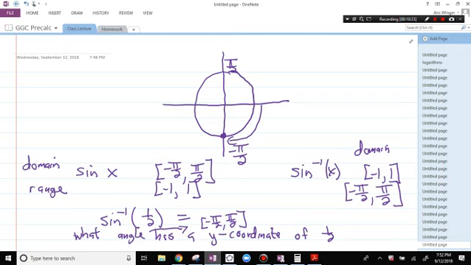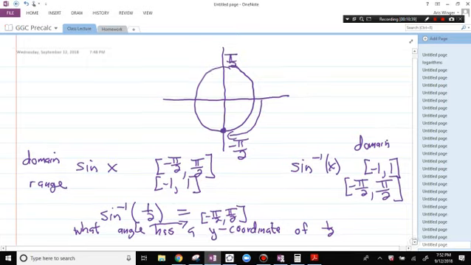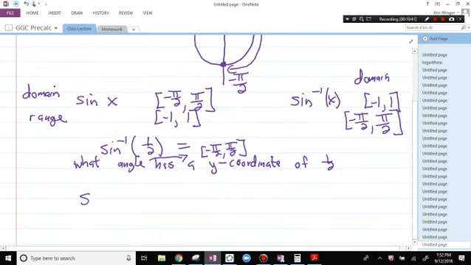Okay, good. So, pi over 6, right? Pi over 6 is the answer to this. Pi over 6 is in this interval. Let me try and trick you up now. Inverse sine of negative 1/2. Well, let's do negative square root of 3 over 2. Inverse sine of negative square root of 3 over 2.